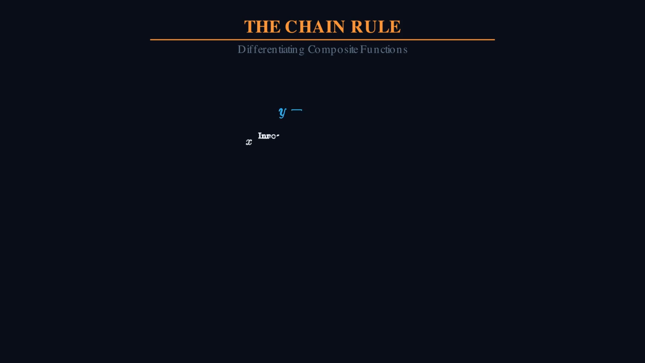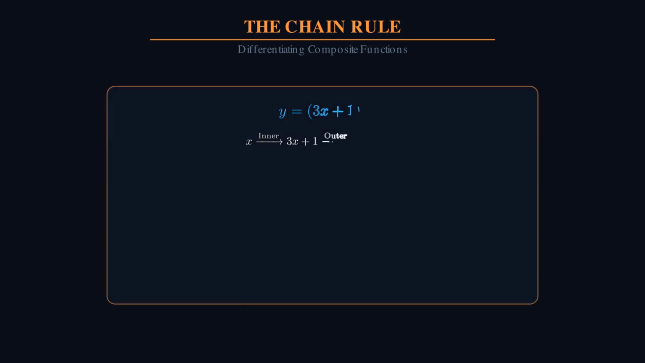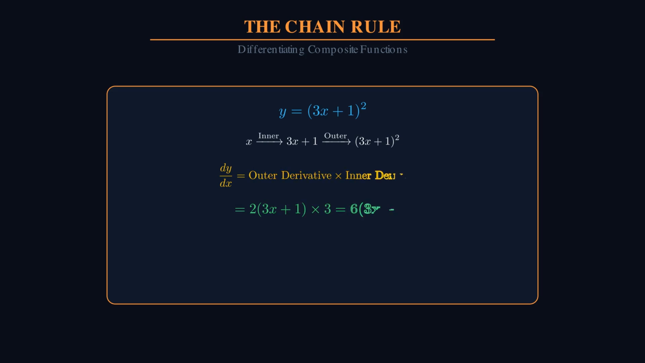When a function is nested inside another, the chain rule states: multiply the outer derivative by the inner derivative. For the quantity 3x plus 1, squared, the outer derivative is 2 times 3x plus 1, and the inner derivative is 3, yielding 6 times 3x plus 1.